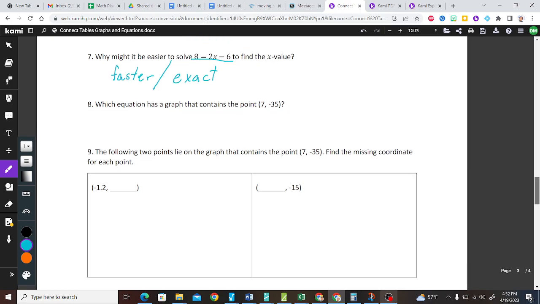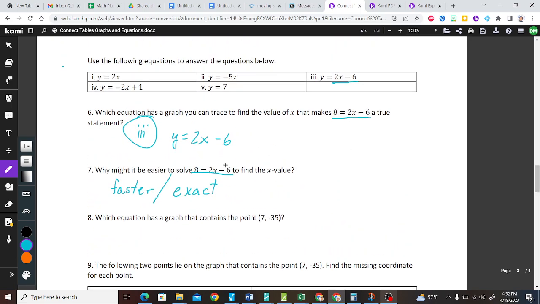It says, which equation has a graph that contains the point 7, negative 35? So we try the first one. If we put 7 right in here, that's going to be 14, not negative 35. The next one, if we put 7 in here, we do get negative 35. So just to prove that point, negative 5x, and so negative 35 equals negative 5 times 7, which is negative 35, and that's negative 35.